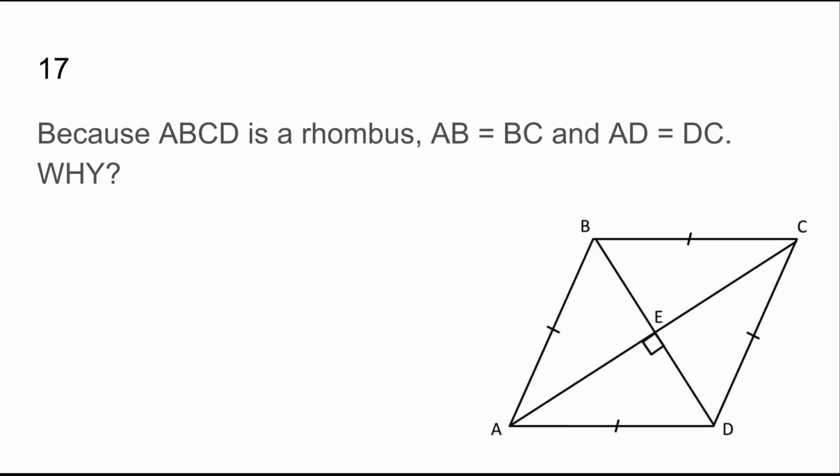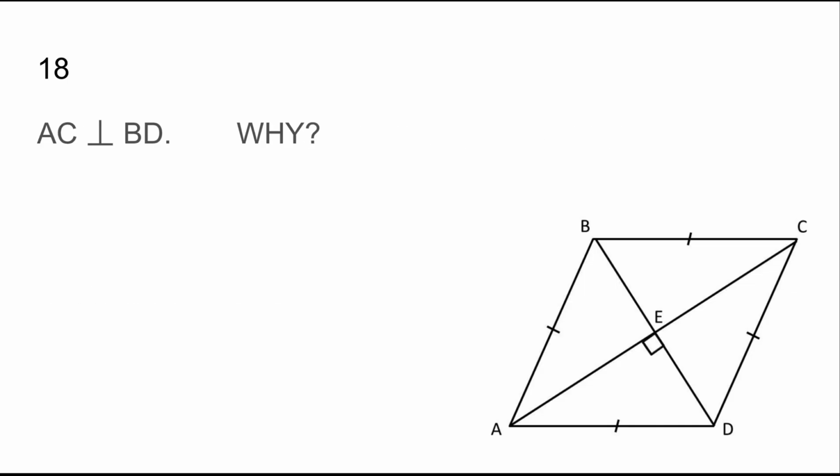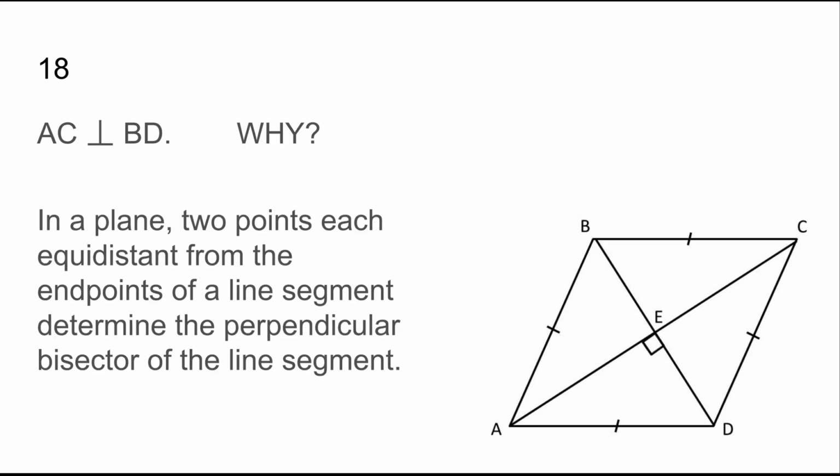Okay, here's a rhombus now. ABCD is a rhombus. AB is equal to BC. AD is equal to DC. So therefore we know all the sides are equal. All the sides of the rhombus are equal, just like a square. AC is perpendicular to BD. We know this because in a plane, two points each equidistant from the endpoints of a line segment determine the perpendicular bisector of the line segment. To say this simpler, the diagonals of a rhombus are always perpendicular.